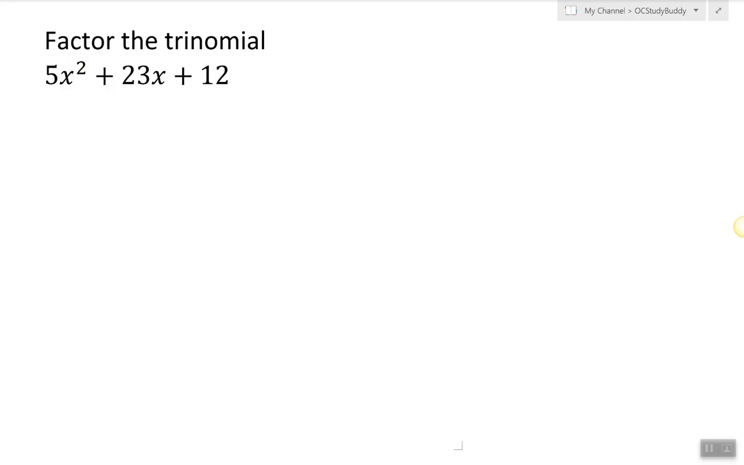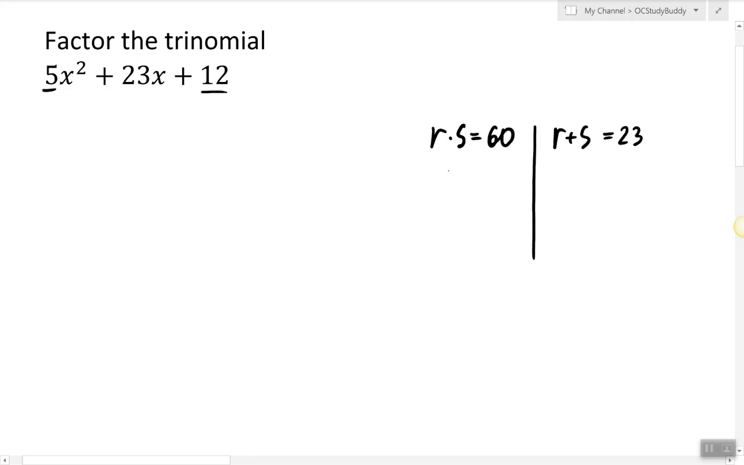In this video, I will show you how to factor a quadratic trinomial whose leading coefficient is not equal to 1. Regardless of the leading coefficient, we always start the factoring process by looking for two numbers whose product is equal to the product of the leading coefficient and the free coefficient. So in this case, it's 5 times 12, 60. And the sum has to be equal to the middle coefficient, which is 23.